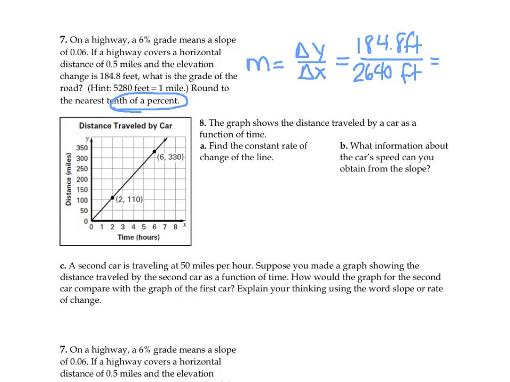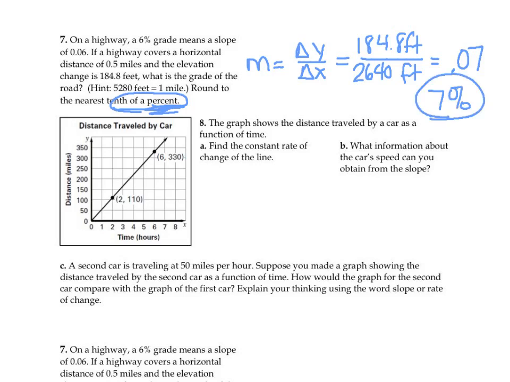And now I can divide those two. So I do 184.8 divided by 2,640. And that gives me 0.07. But remember, we want to write that as a percent. So to change a decimal into a percent, we multiply by 100. So that gives me 7%.